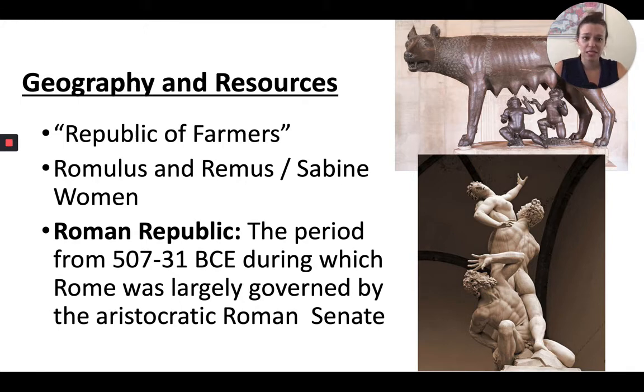So let's talk about the myth of Rome. It really begins, and a foundational idea of how Rome would view itself is a republic of farmers, right? So here's the myth. There is a young woman. In some versions of the story, she's a priestess. In some stories, she's just a young woman. She is raped by the god Ares, god of war.